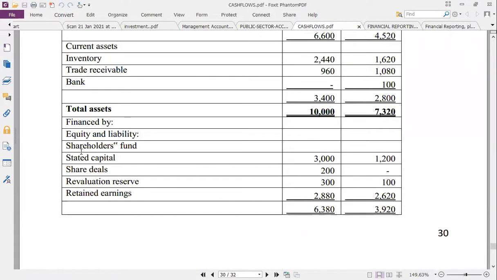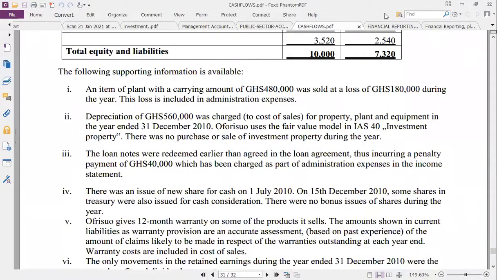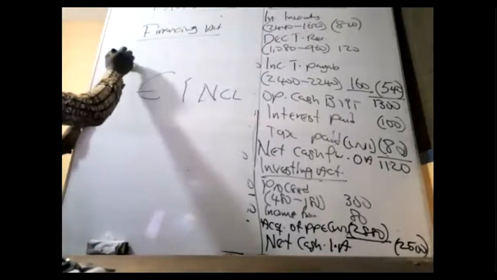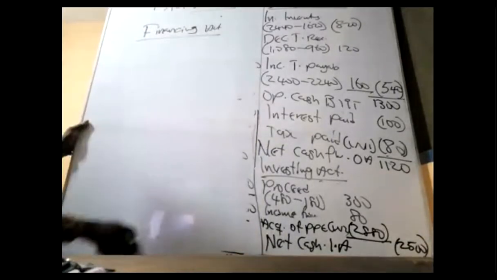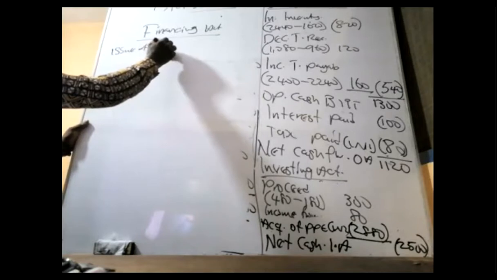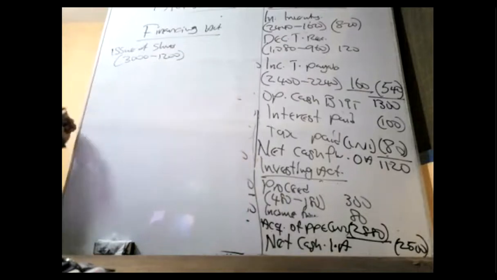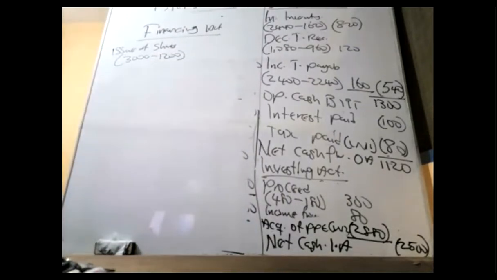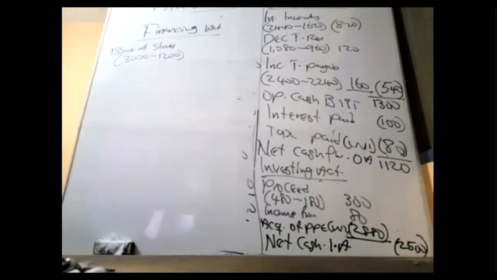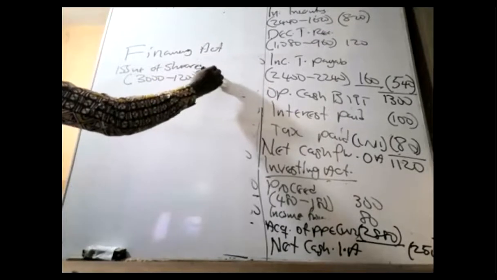I can see equity. Share capital has increased by 1,008. So issue of shares, and we're told that they issued shares for cash. So tell the examiner, first item on the list: issue of shares, 3,000 less 1,200. That gives us 1,800, positive.